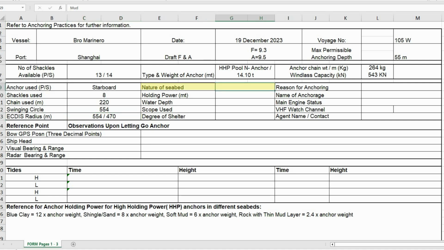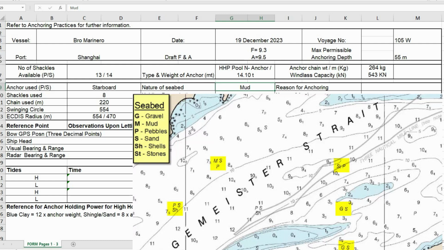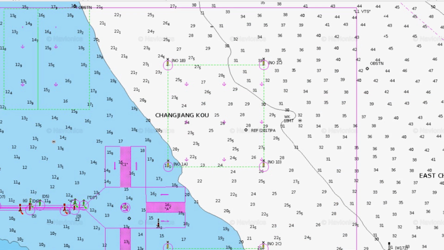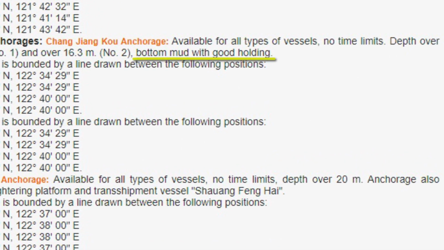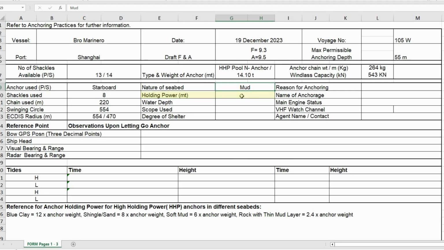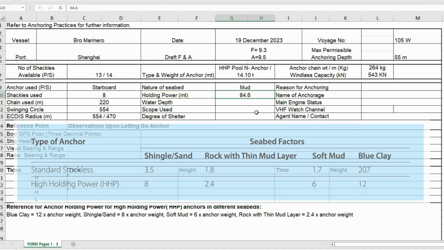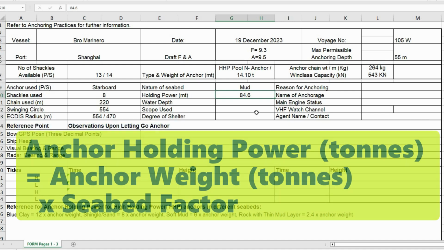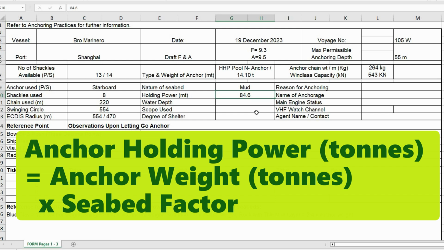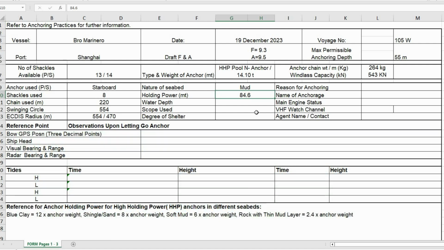Nature of seabed. It is usually indicated on the chart. If you cannot find it on the chart, it is usually indicated in the sailing directions. Holding power. Anchor holding power is influenced by the nature of the seabed and the fluke area. However, it is convenient to estimate the holding power of the anchor as a function of anchor weight. The following equation may be used to estimate the anchor holding power. Anchor holding power is equal to the weight of the anchor multiplied by the seabed factor. Seabed factors are given here at the bottom of the page.